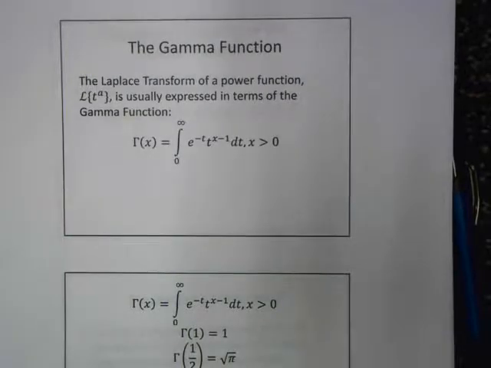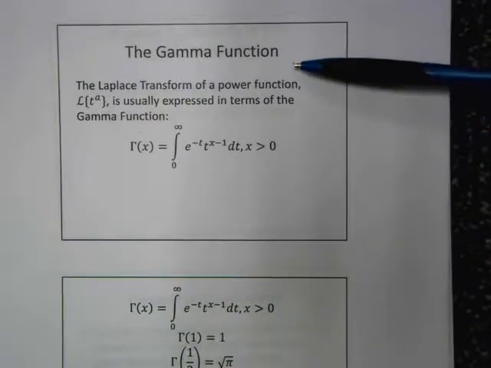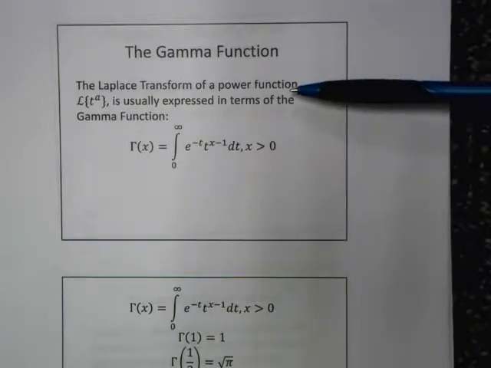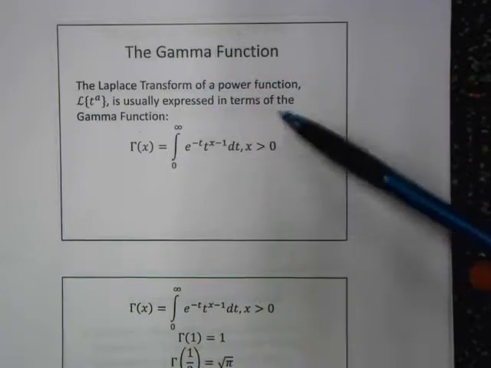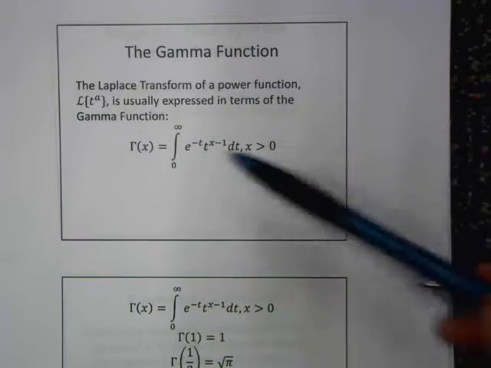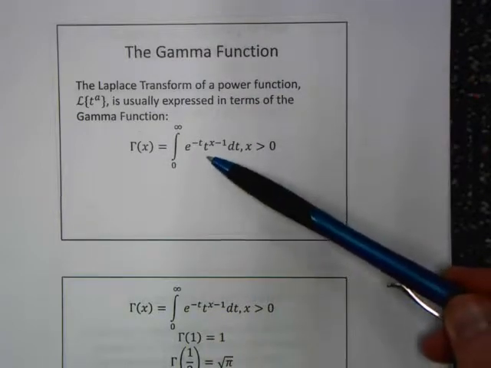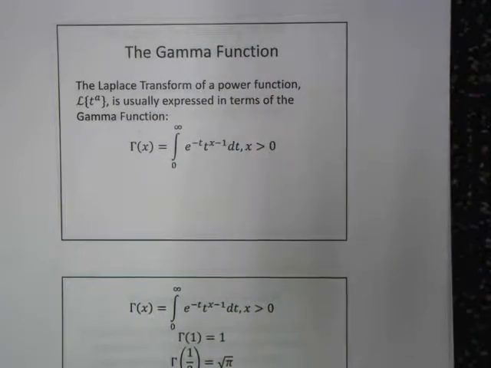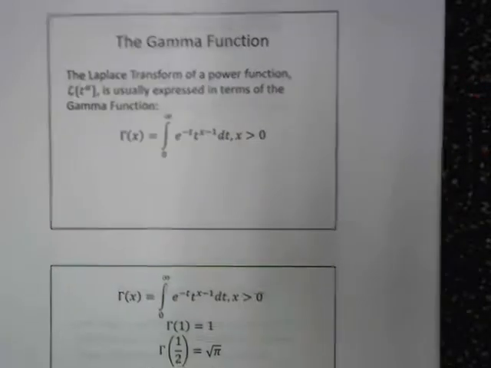All right, so the last Laplace transform we're going to talk about today is the Laplace transform of t to a power in general. The Laplace transform of a power function is usually expressed in terms of a new function called the gamma function. The gamma function is defined as the integral from 0 to infinity of e to the minus t, t to the x minus 1 dt. Is that gamma? That's capital gamma, the capital Greek letter gamma.